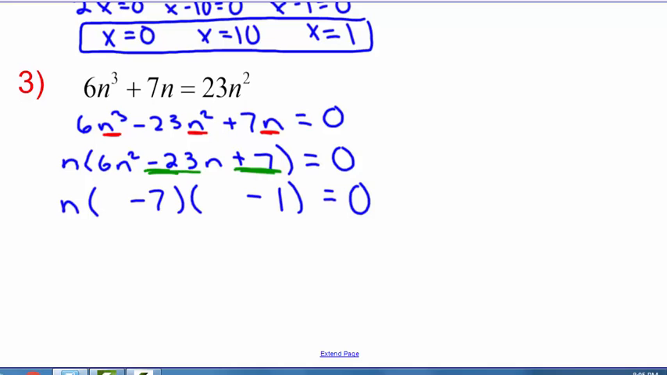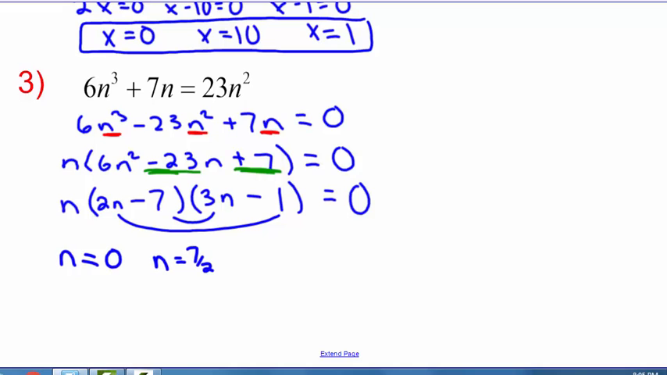At this point, now it's just, is it 2 and 3 or is it 6 and 1? If I did 6 and 1, I'd get 6 times 7 is 42. No, that's too much. That doesn't work. So I think I'm going to try 3 and 2 here. Well, 7 and 3 is negative 21. 2 and negative 1 is negative 2. So I think that's negative 23. That works. I have 3 things multiplied to be 0, so one of them has to be 0. I get n is 0, n is 7 halves, and n is 1/3.